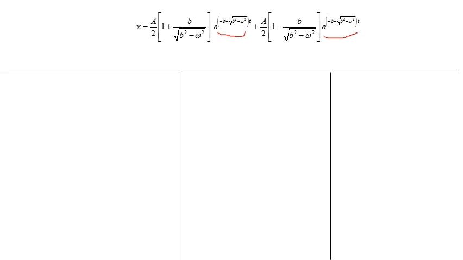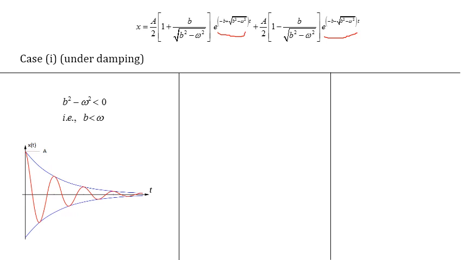Now let us consider the first case, the underdamping condition. In this type of oscillation, the value of b, that is the damping frequency, is less than the natural frequency of the system. In such a case, the system oscillates with the amplitude gradually decreasing to 0. That means the system comes to rest after a few oscillations, as you can observe from the graph represented here.